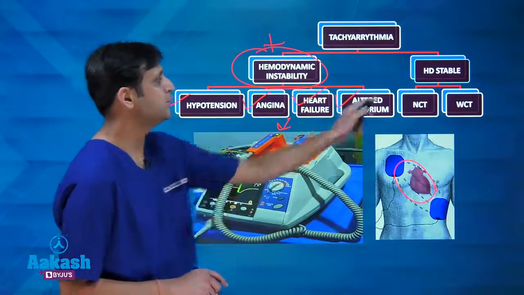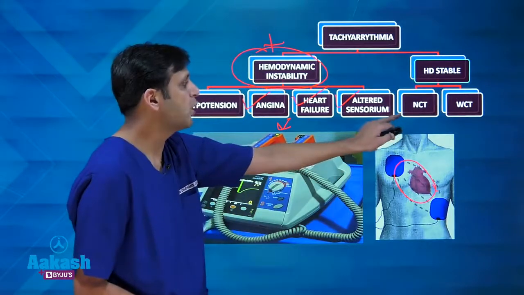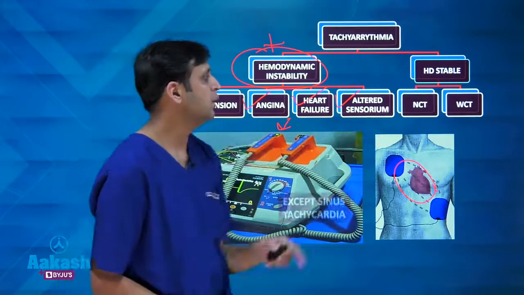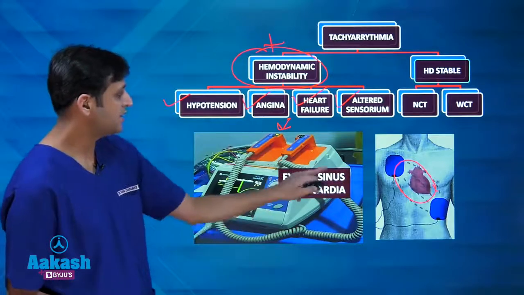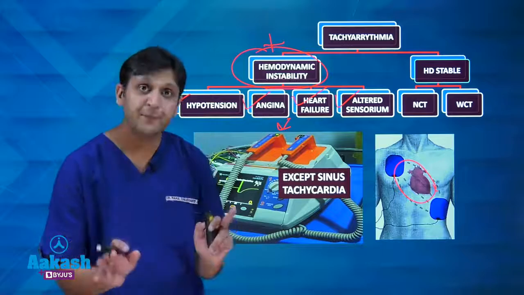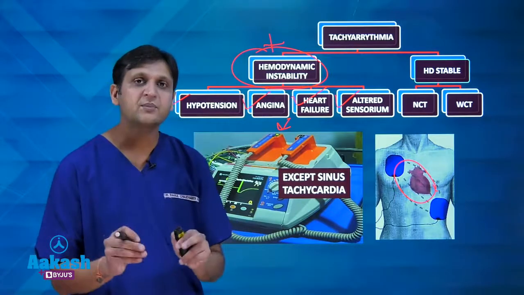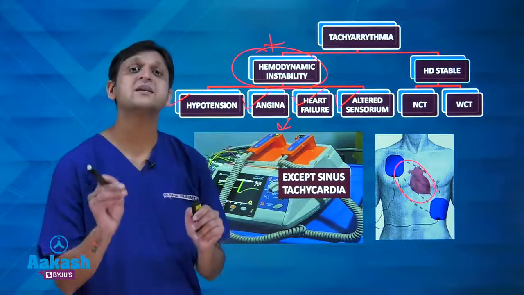Fine. Now let us move to this arm, the hemodynamic stable arm of tachyarrhythmia, which has two components, the narrow complex and the wide complex tachycardia. So DC cardioversion for all tachyarrhythmias with hemodynamic instability except sinus tachycardia, that is the tachyarrhythmia arising from the sinus node.